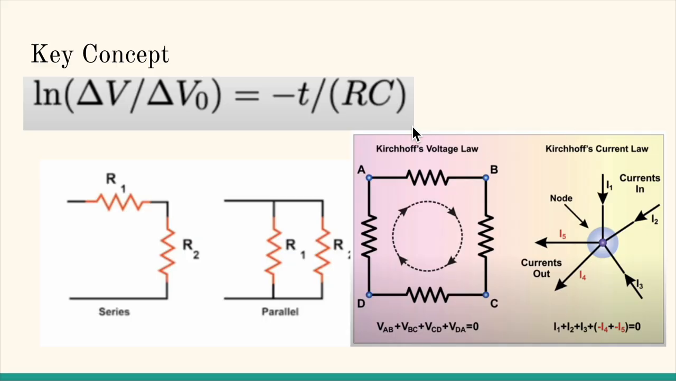Kirchhoff's voltage law and Kirchhoff's current law are better known as the loop rules and the node rules. The node rule is that the current going into a node is equal to the current coming out of the node, and the loop rule is that the current in the loop is always the same within a closed loop.